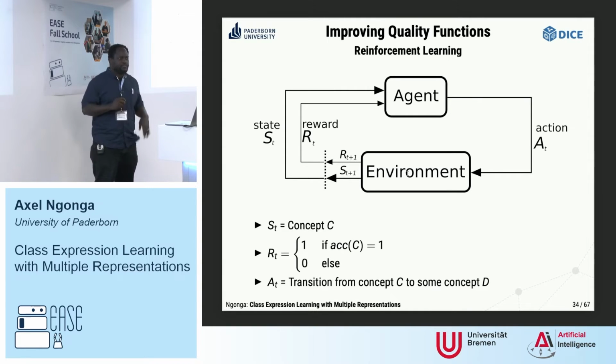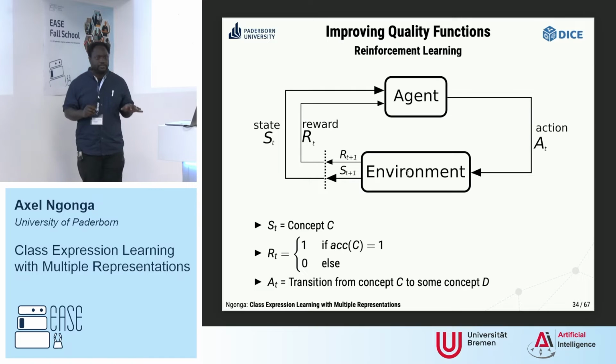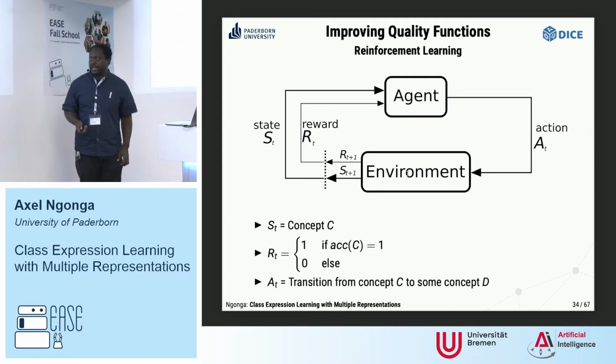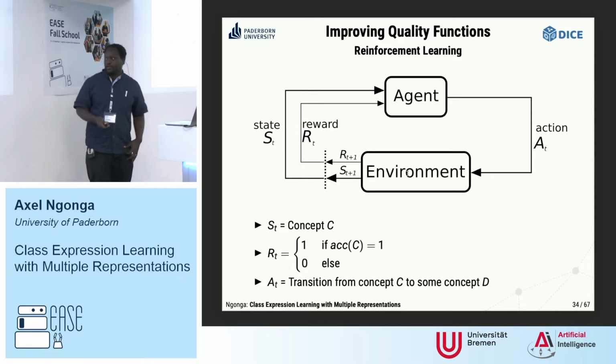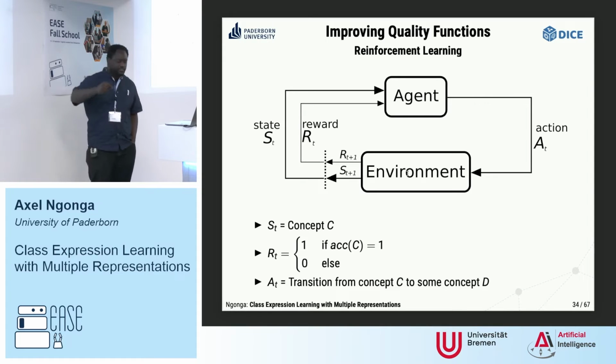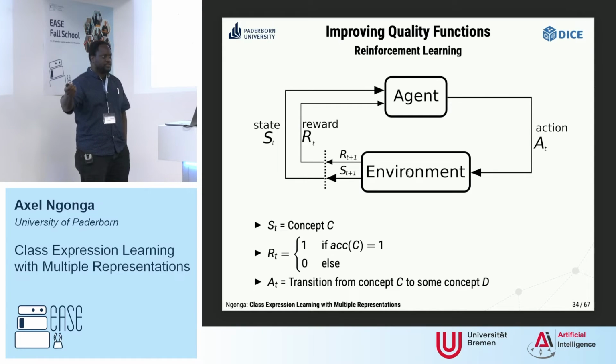The scenario that we use is the classical reinforcement learning scenario, nothing particularly fancy here. So our state is simply the concept in which we are. Our reward at t is 1 if the accuracy is 1, 0 else. You'll find that in some implementations there is something like a proxy for the current reward, and something like the Silhouette or OCEL score will be used here. And what we really need as transitions is the transition from a concept C to some concept D, right? So basically it's one step within our refinement tree.